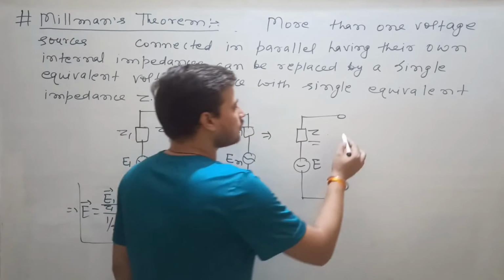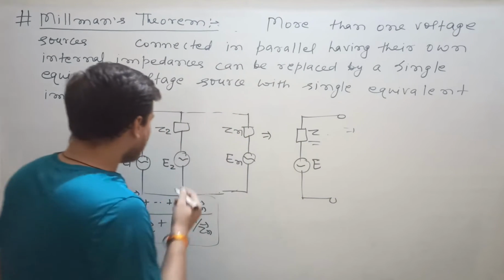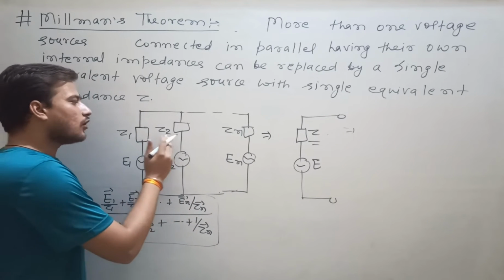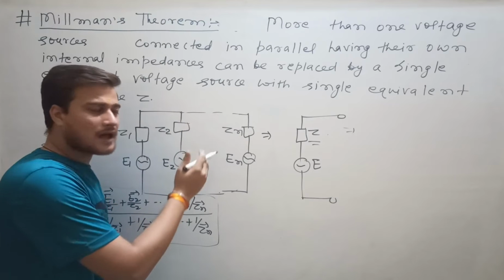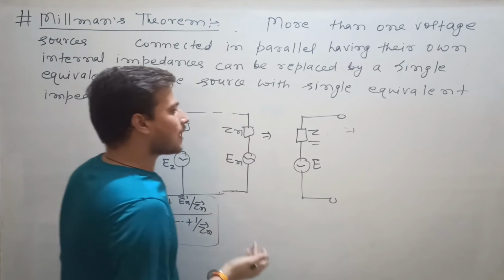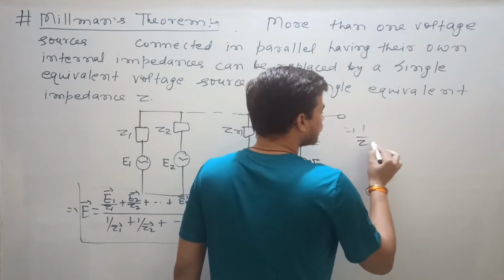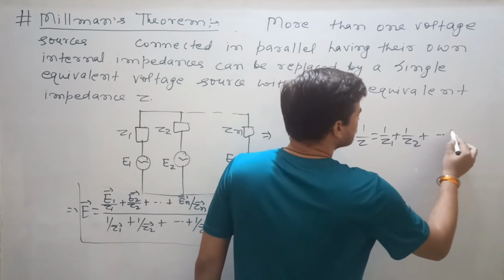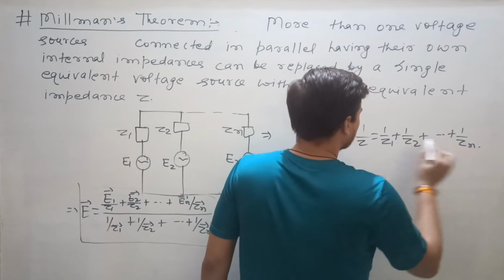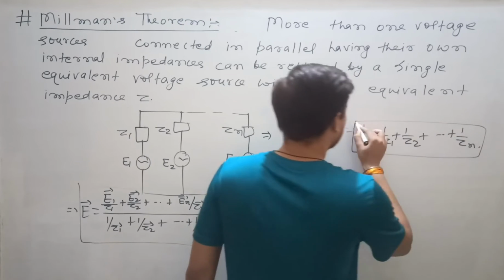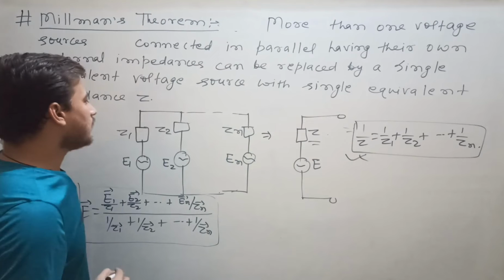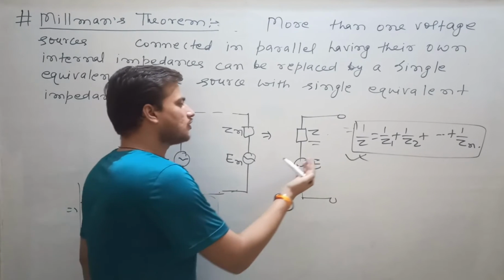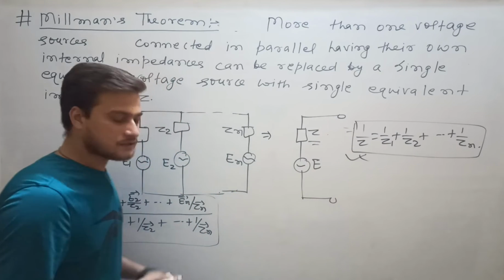Next, the value of Z will be, since when you deactivate all the independent sources, then you will see all the impedances are connected in parallel. So if all are connected in parallel, then for Z you will write 1 by Z equal to 1 upon Z1 plus 1 upon Z2 up to 1 upon Zn. Clear? This is the way to replace the combination of parallel voltage sources into a single equivalent voltage source.